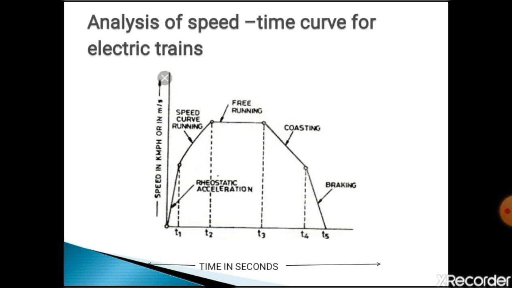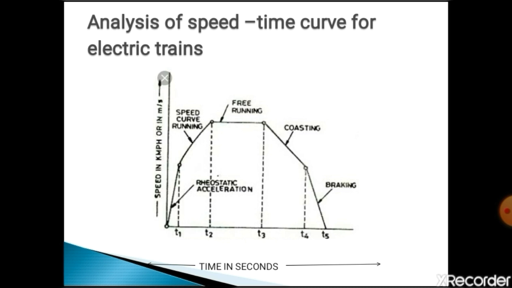Now we'll study the analysis of the speed time curve for electric trains. This is the speed time curve, and the y-axis is the speed in kilometer per hour or meter per second, and this is the time in seconds. It consists of 5 periods. From 0 to T1 is rheostat acceleration, T1 to T2 is speed curve running, T2 to T3 is free running period, T3 to T4 is coasting period, and T4 to T5 is braking period.